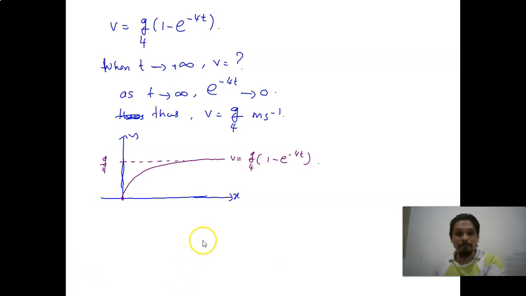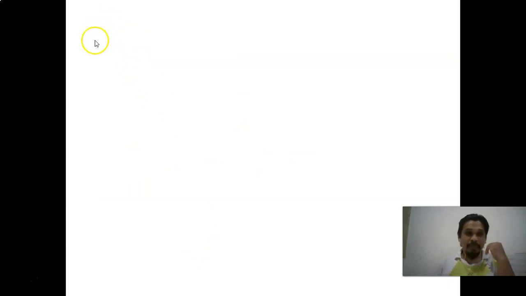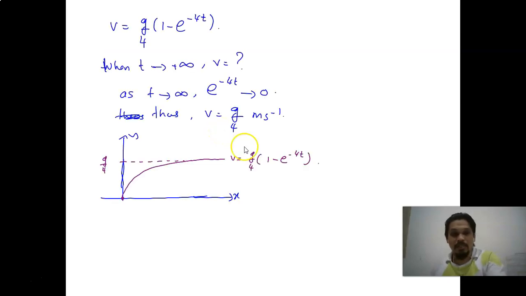And question number 3. What's the question just now? Sketch the graph. Which means that here, this is the answer for question number 2, and this is question number 3. Sketch the graph. And show that the distance traveled by the object in the first 5 seconds is about 19 over 16 g. So then, solution for question number 4.